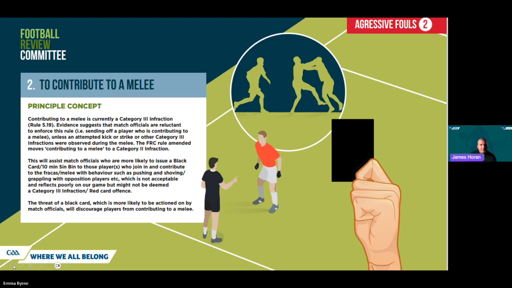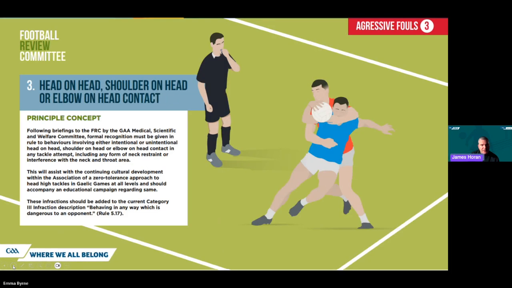The FRC rule amended moves contributing to a melee to a Category 2 infraction. This will assist match officials, who are more likely to issue a black card or 10 minutes in the sin bin where a player who joins and contributes to the melee with behaviour such as pushing and shoving, grappling with opposition players, which is not acceptable and reflects poorly on the game. So the threat of a black card, which is more likely to be actioned by match officials, will discourage players from contributing to a melee. So that's the general principle of what we're looking to do, and just the expanded notes on that.